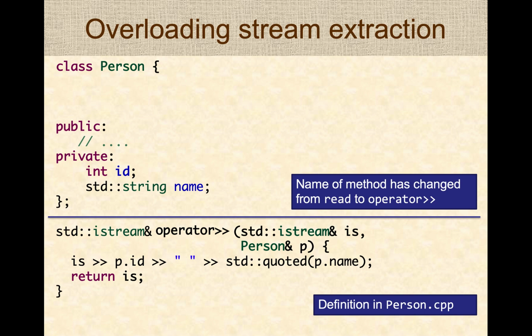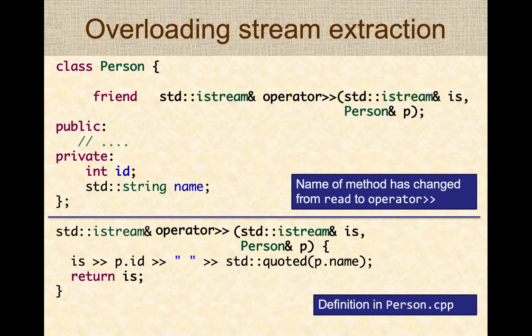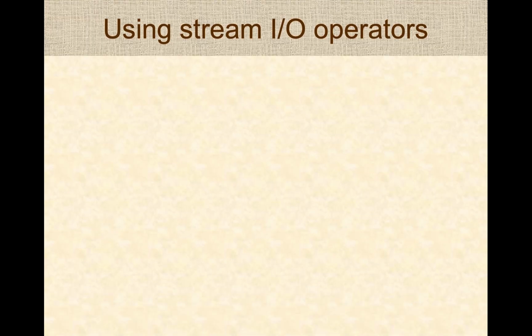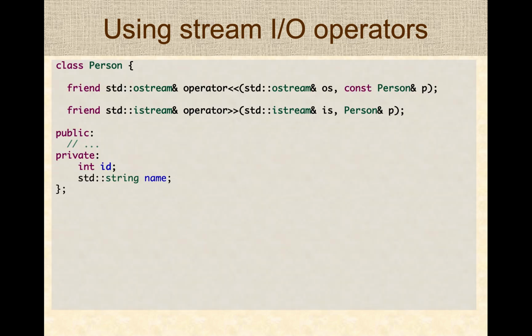And of course, just like we did with stream insertion, we need to declare the method in the header file in the class definition. And we use the friend keyword so we can directly modify the private instance variables in that class. Now that we have defined these operators for stream extraction and stream insertion, we can use them just like we normally do with any other data type.